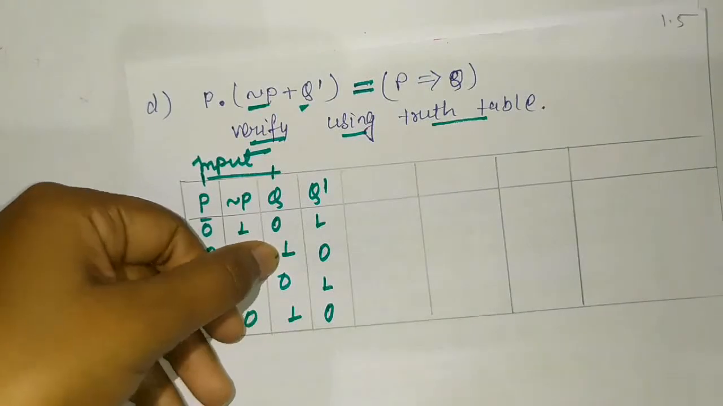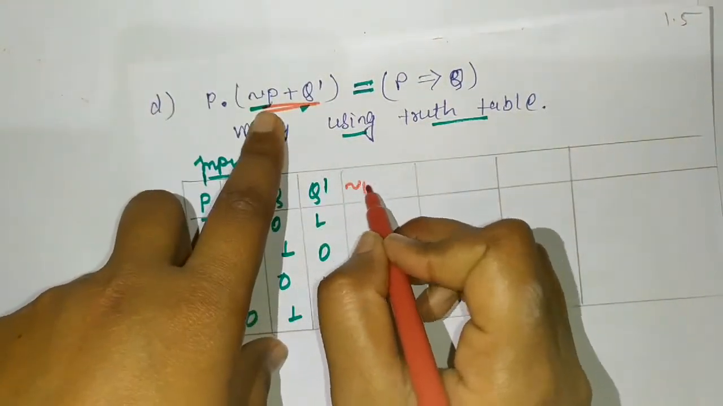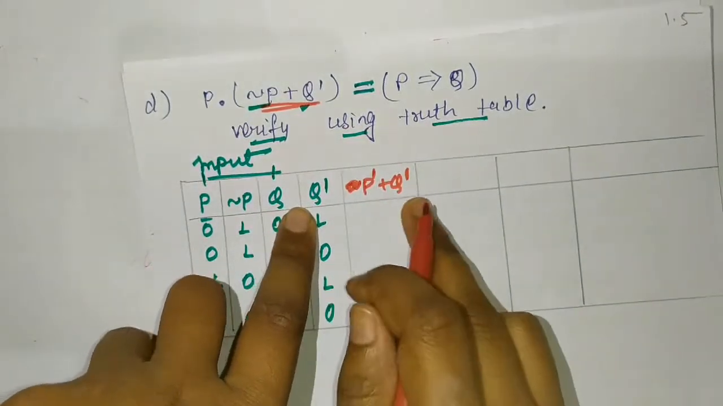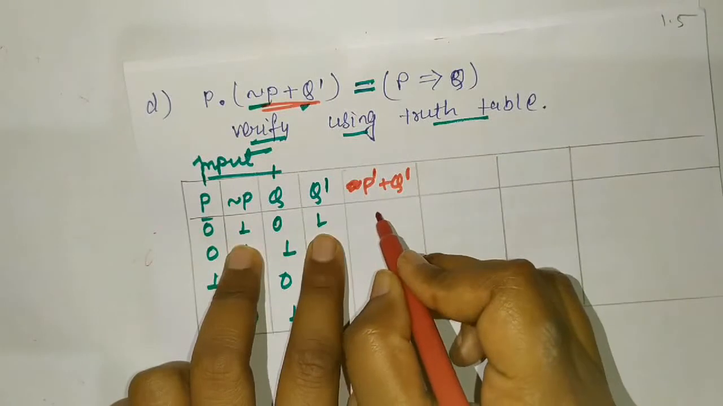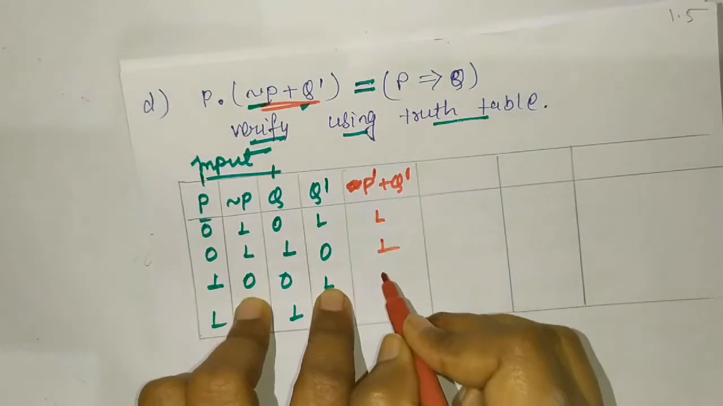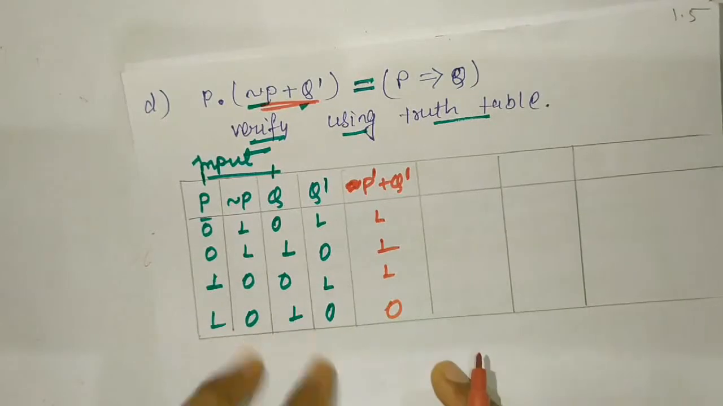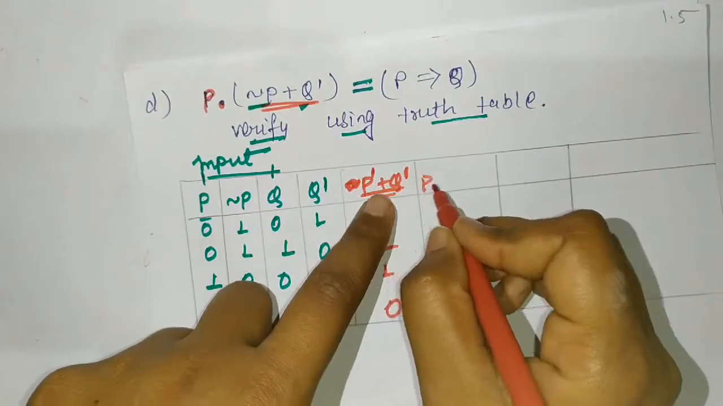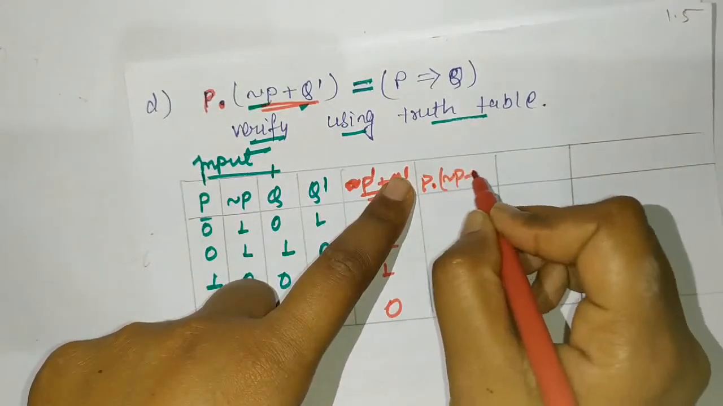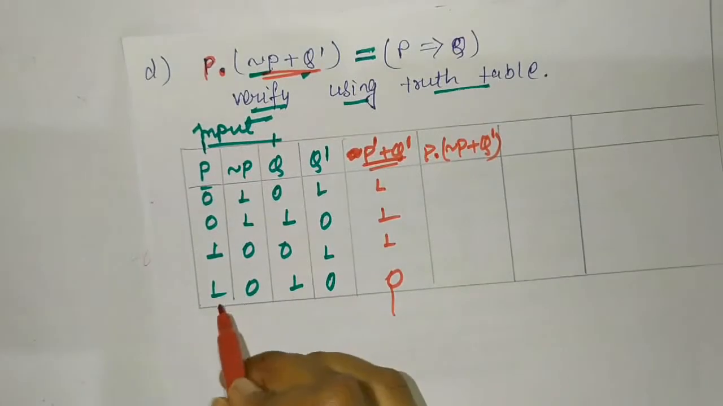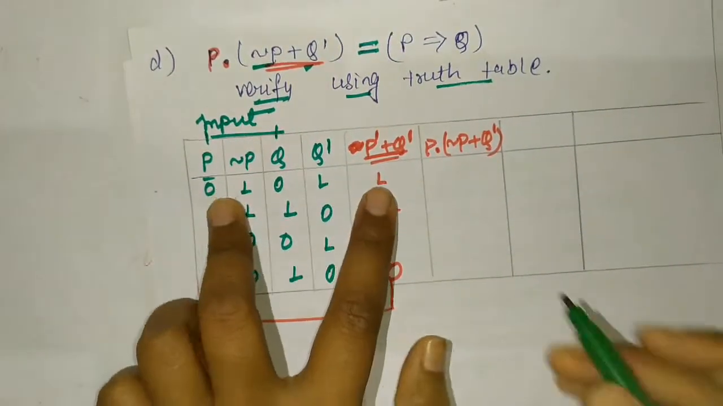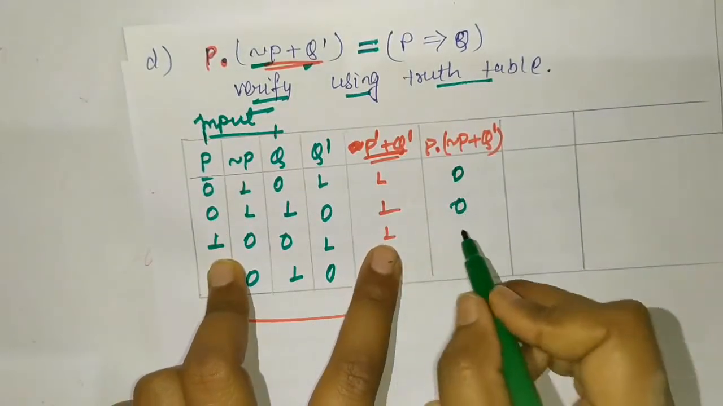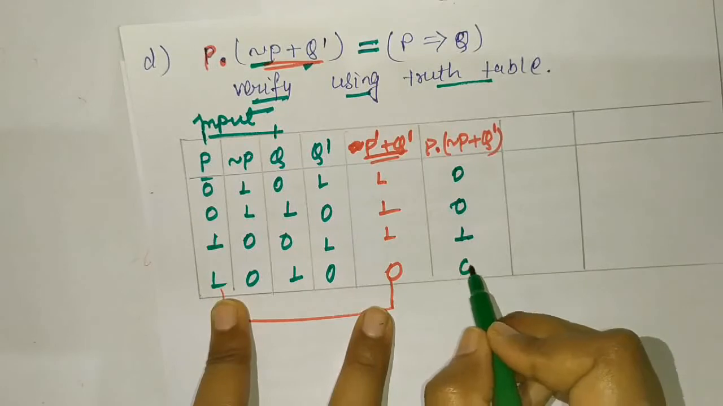Then we add these two numbers: not P plus Q dash, that means P dash plus Q dash. For P dash and Q dash, 1 plus 1 is 1. That is also 1, that is also 1, and 0. Next we multiply by P. This result we have to multiply by P. So we write not P plus Q dash, and this and this we have to multiply. So 1 into 0 is 0. 0 into 1 is 0. 1 into 1 is 1 and 1 into 0 is again 0.